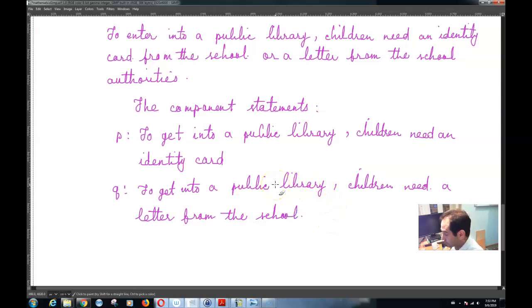So you know that to get into a public library, children need an identity card, which is true. And to get into the public library, children need a letter from the school, which is also true. Both of them are true. So this is true, and that means that this OR is an inclusive OR.